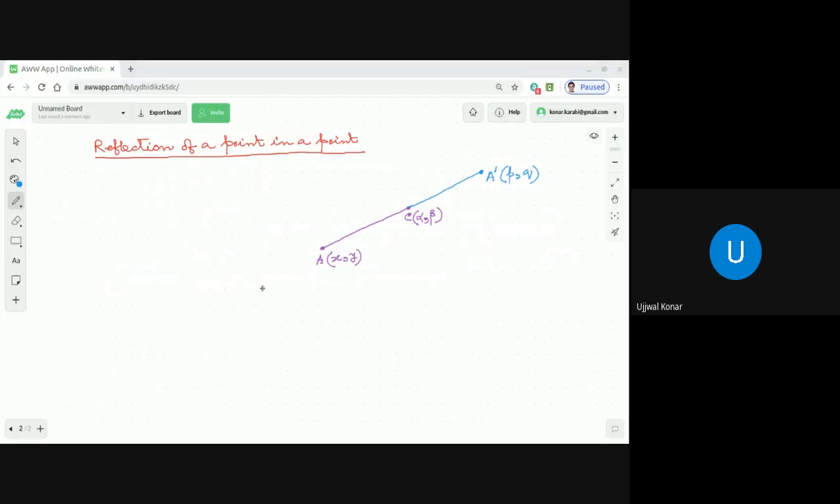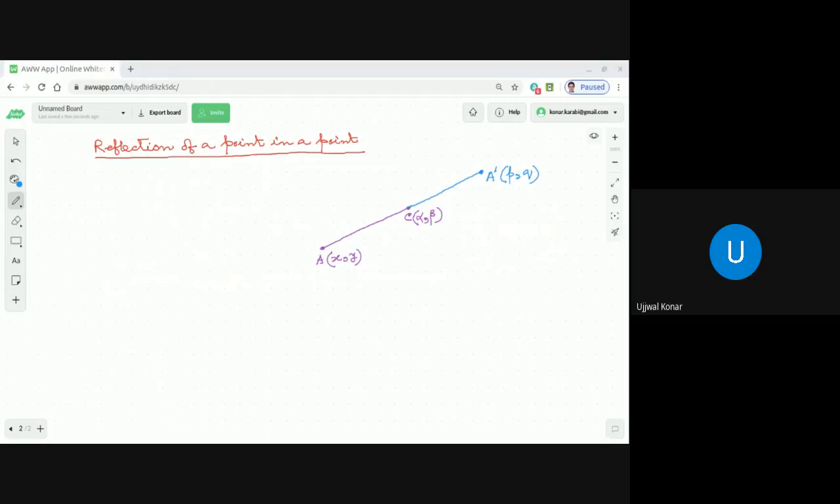So what we need to find, dear students? We need to find the value of P and Q, as we know the value of x, y and alpha, beta. That means we know the coordinate of the point A, that is x comma y, and the coordinate of the point C, that is alpha comma beta. And we are going to find the coordinate of the point A dash, that is P comma Q. And what is this configuration? What you see in the diagram is that A dash is the reflection of the point A in the point C.